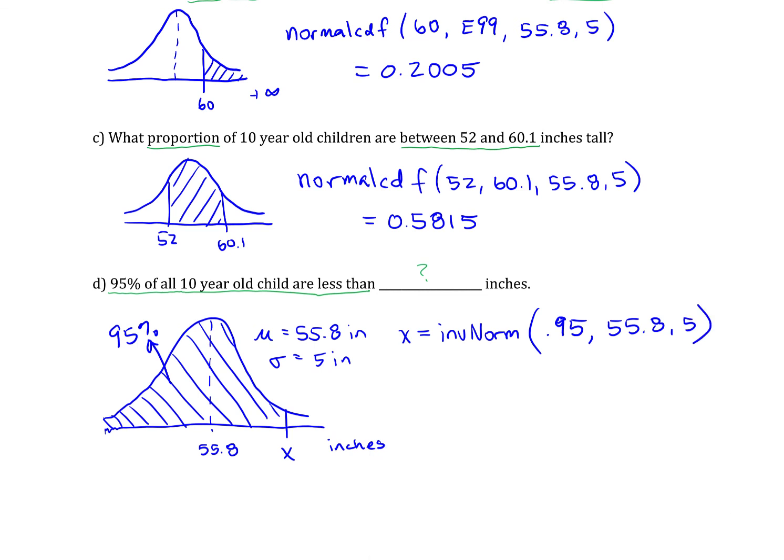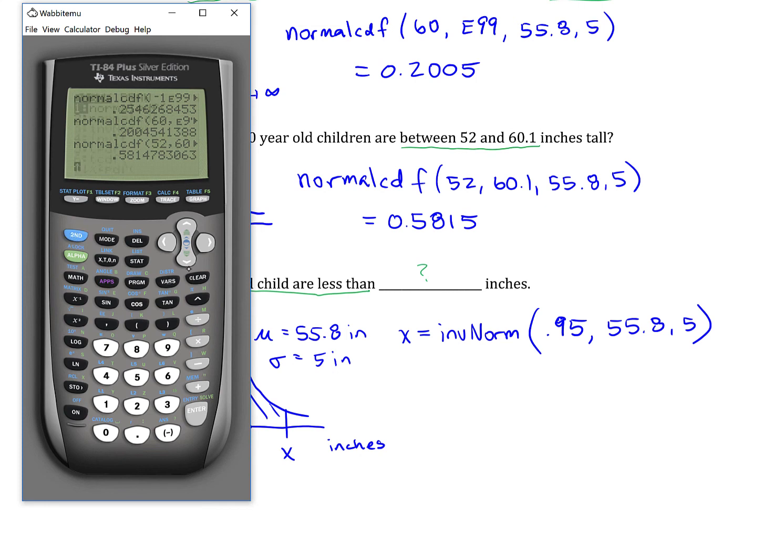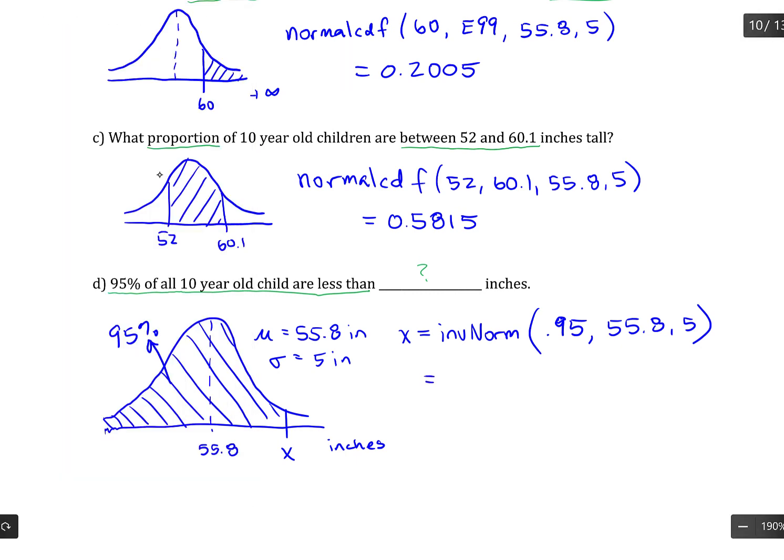And we'll use the calculator to find the result. So 0.95, 55.8, and 5. Then the mean is accurate to the first decimal, so I'll just round to the first decimal, which in this case is 64.0, which would be fine to put as 64. But just follow any rounding rules that you're given.